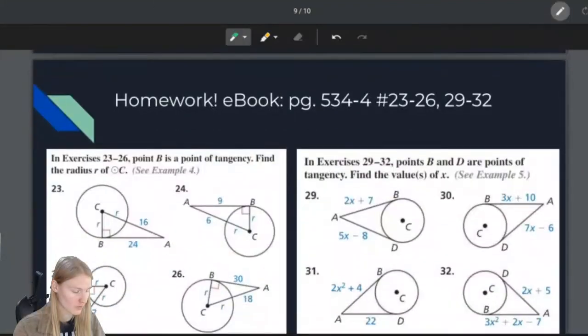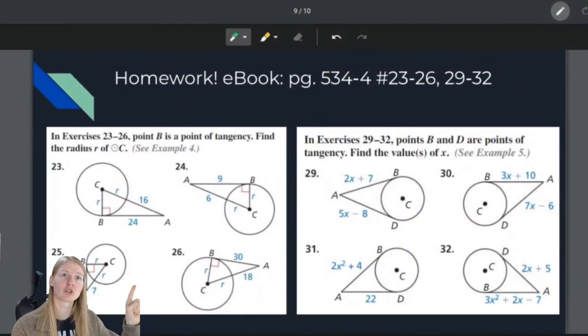Alright, your homework for today. 4 questions like the first example. 4 questions like the next example.